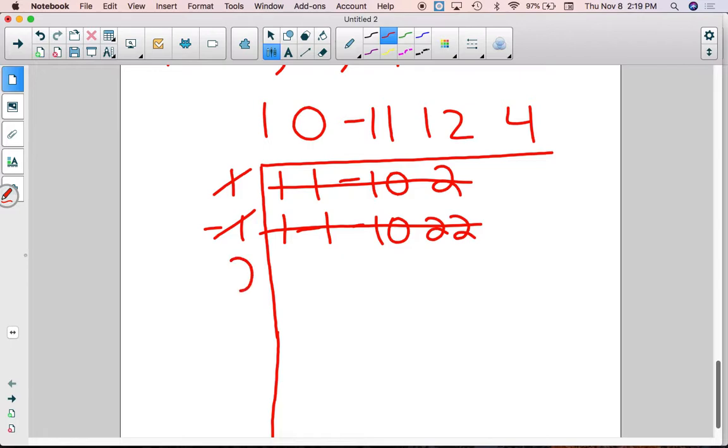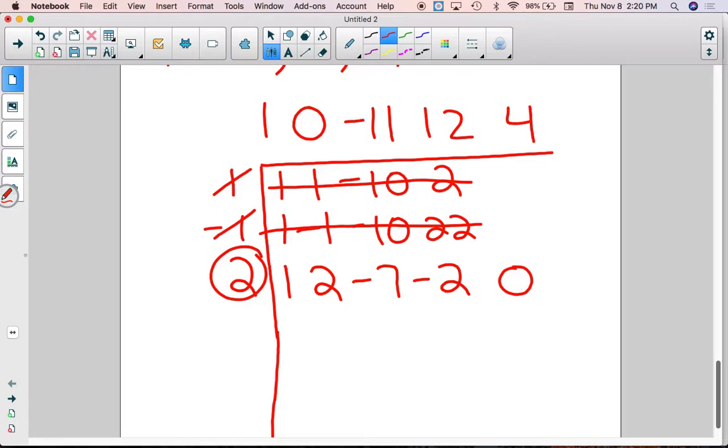Then I would try 2. Drop my 1 down. 2 times 1 plus 0. 2 times 2 plus a negative 11. 2 times negative 7, negative 14 plus 12. Yes. And then negative 2 times 2 is negative 4 plus 4, 0. Alright, so 2 is one of my answers.